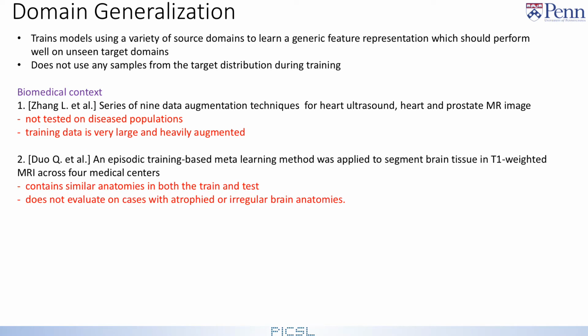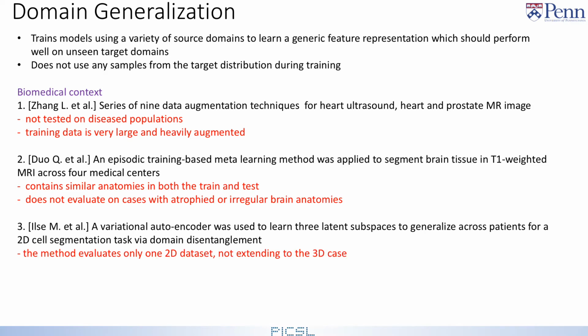An episodic training-based meta-learning method was applied to segment brain tissue in T1-weighted MRI across 4 medical centers. This method contains similar anatomies in both the train and test sets and therefore might suffer from generalizability to cases with atrophied or irregular brain anatomies. A variational autoencoder was used to learn 3 latent subspaces to generalize across patients for 2D cell segmentation tasks via domain disentanglement. The method evaluates only on 2D dataset, not extending to the 3D case.